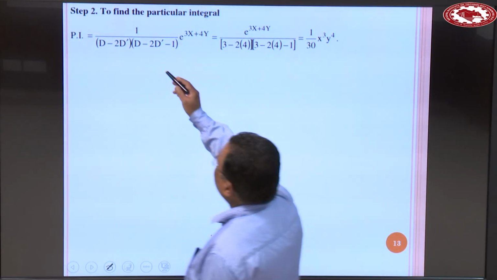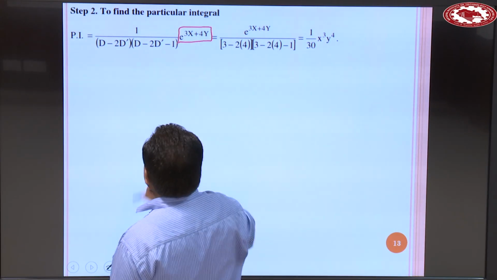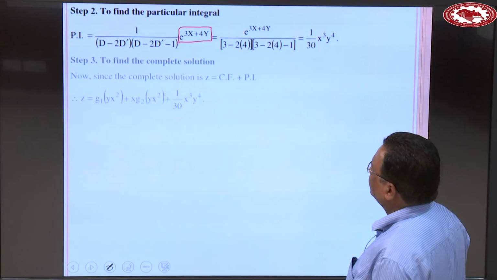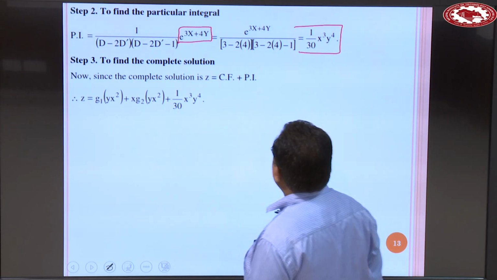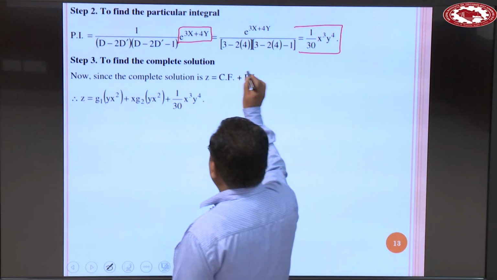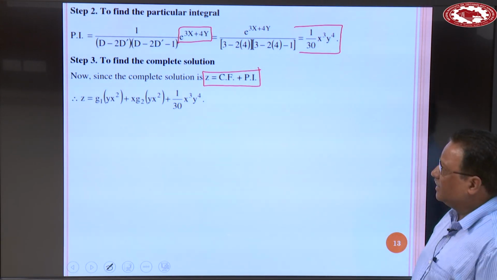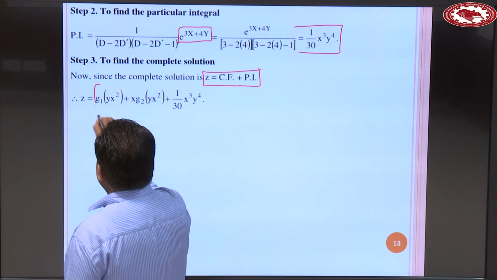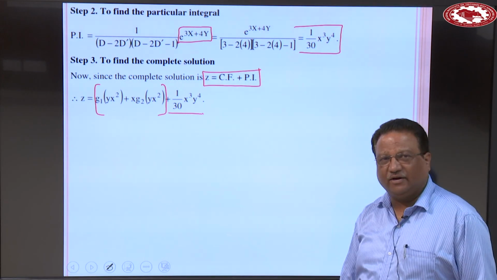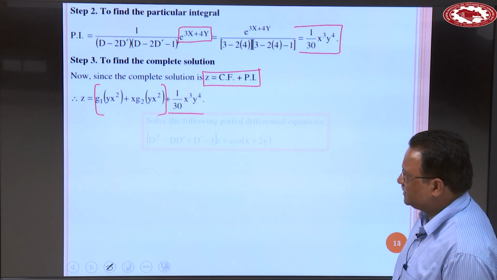So the particular integral is 1 over (D - 2D')(D - 2D' - 1) applied to e raised to power 3x plus 4y. Solve as usual and find the particular integral, and that one is 1 over 30 x cube y to the power 4. Clear? Now write the complete solution. The complete solution can be written this way: z is equal to complementary function plus particular integral. So this one is the complementary function, and this one is the particular integral, and that is the complete solution of this non-homogeneous linear partial differential equation with constant coefficients after reduction.